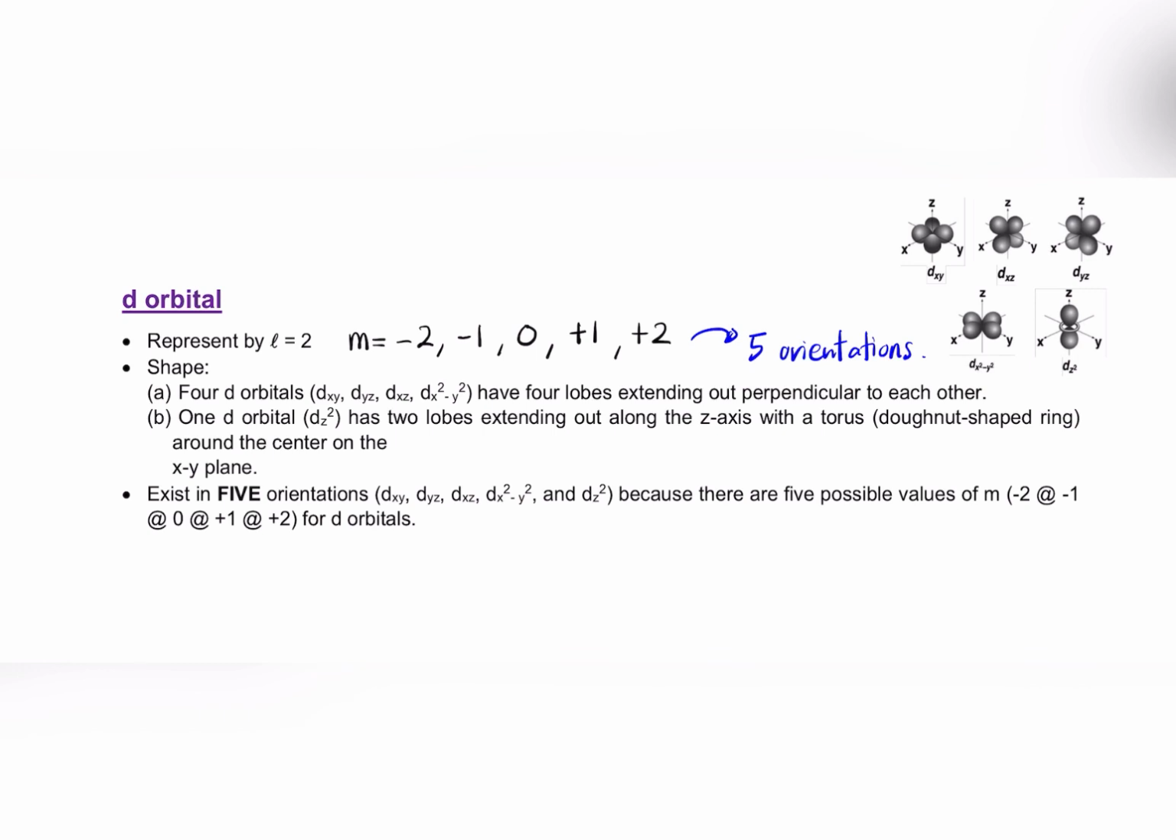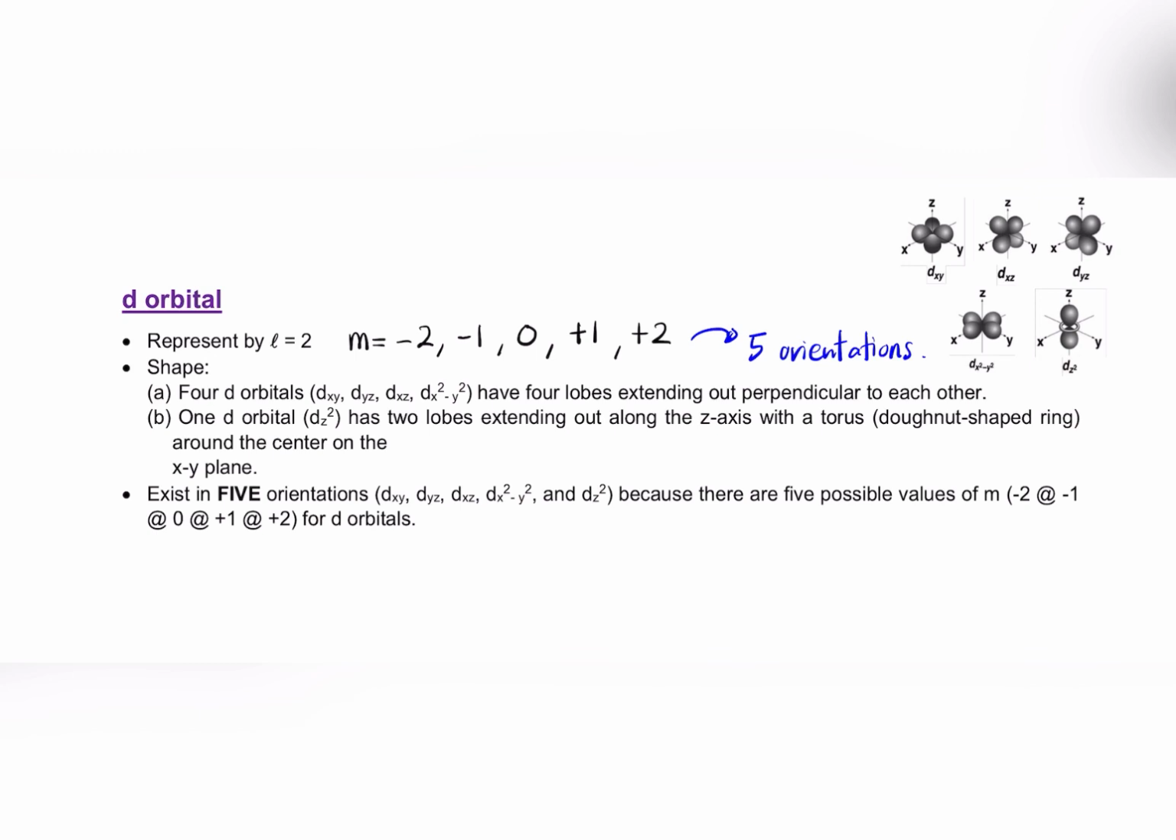Next, the shape of d orbital is very special. I'm going to explain one by one. So we have these that have 4 loops extending out perpendicular to each other. So we are going to draw in the shape of a cloverleaf like this. But we have one more d orbital, which is dz square. It has 2 loops extending out, but another one more along the z-axis. It has a torus, donut-shaped ring, just like this drawing.